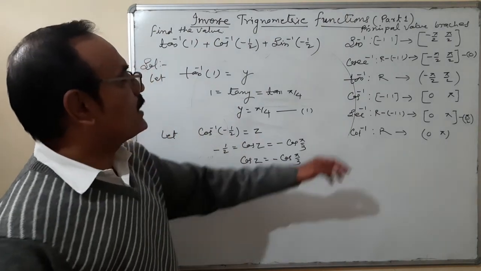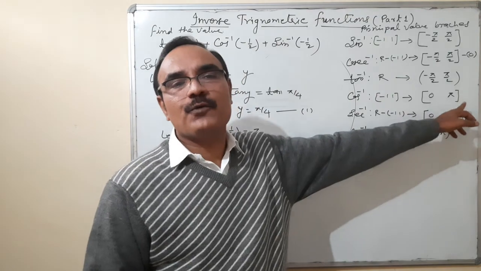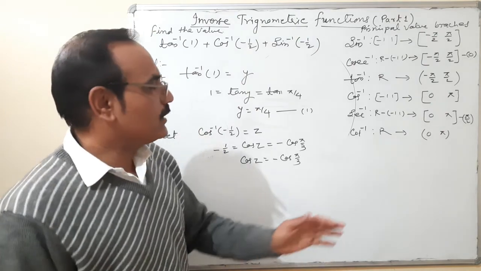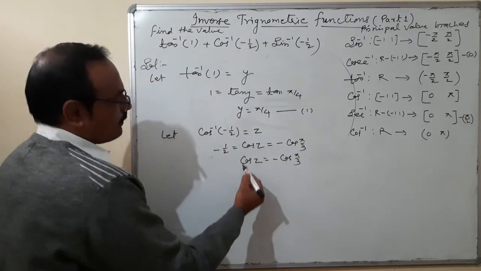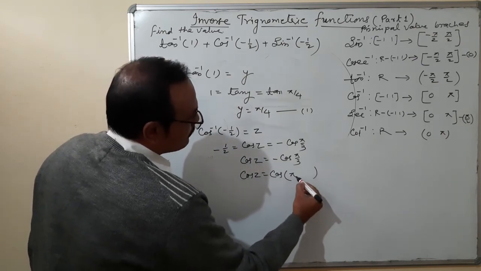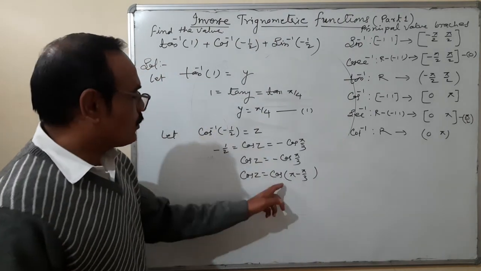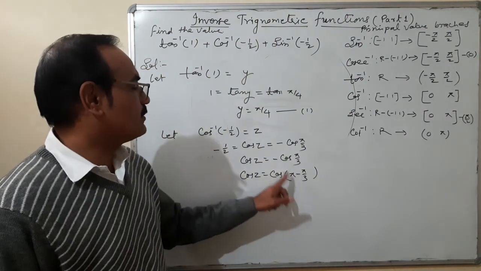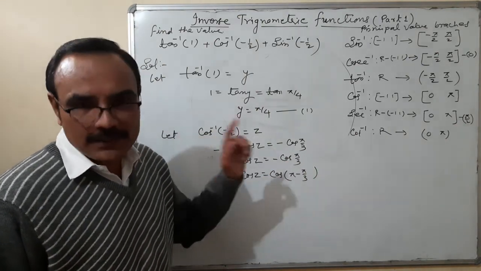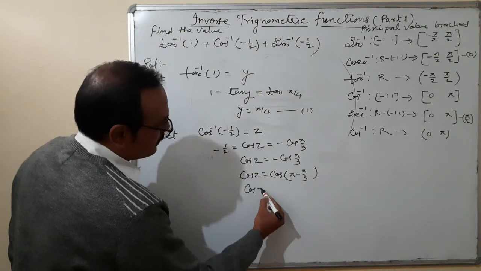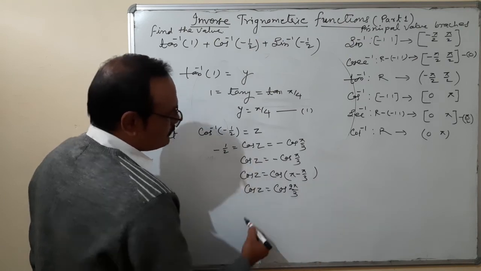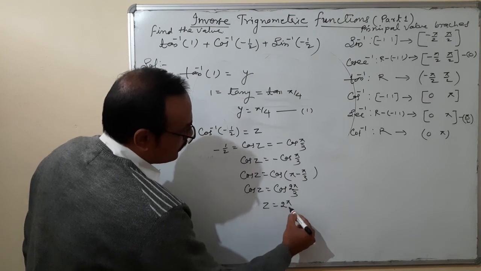Now see the principal value branch, the cos which lies between 0 to pi. It is pi by 3, but with minus sign. So we will convert it into the form of 0 to pi. What should be done? Cos z is equal to cos, may I write here, pi minus pi by 3. Cos 180 minus theta is minus cos theta. So minus cos pi by 3. Without changing the meaning, you can write minus cos pi by 3 as cos of pi minus pi by 3. So it is coming cos z is equal to cos of 3 pi minus pi, 2 pi by 3. So therefore z is equal to 2 pi by 3.